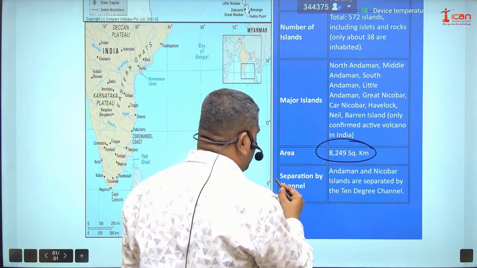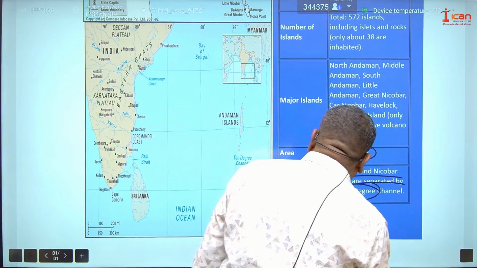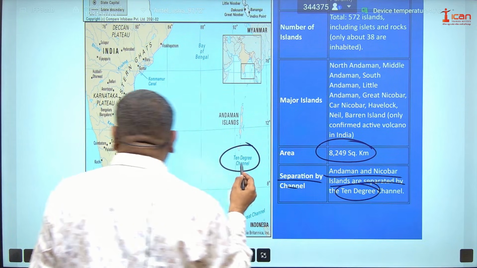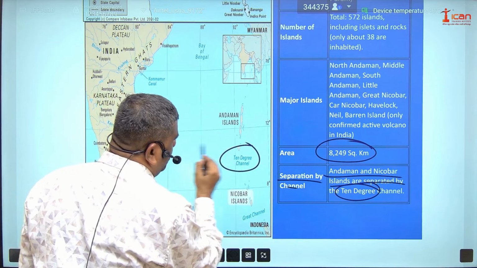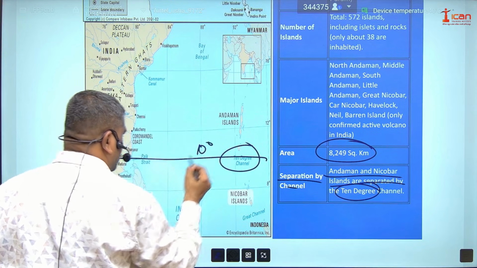And what is the separation? As I said, there is a channel. Andaman and Nicobar Islands are separated by the 10-degree channel. It's called the 10-degree channel because it goes from, if you see, this is 8 and 12, and it goes from the 10-degree, right?